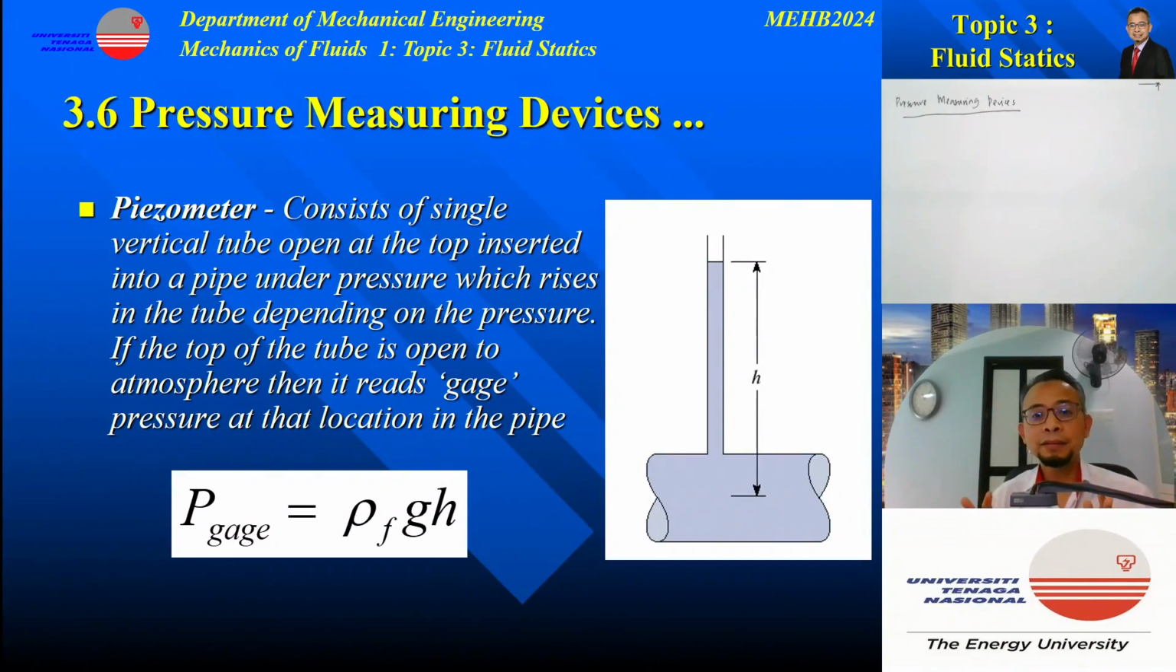The next device is a piezometer. Piezometer is again another simple device which consists of a single vertical tube open at the top, inserted into a pipe under pressure. So what will happen is that since the pressure inside the pipe is higher than atmospheric pressure, the liquid level will rise, and the height will allow us to measure the gauge pressure inside the pipe.